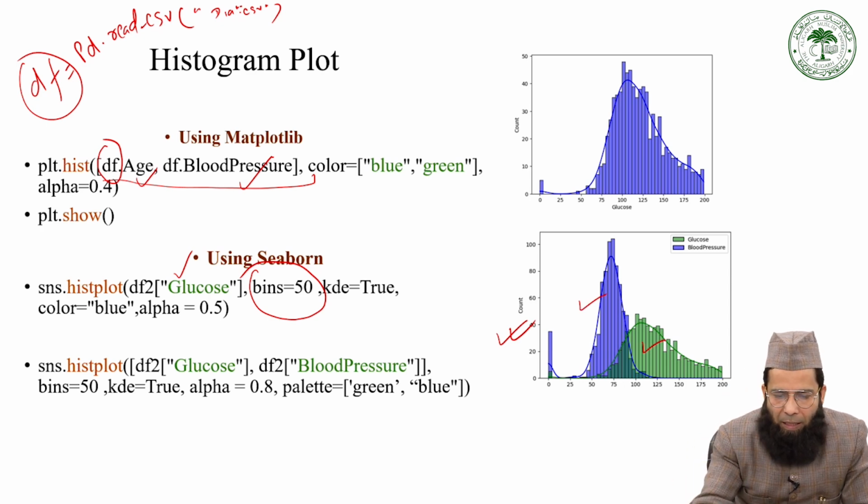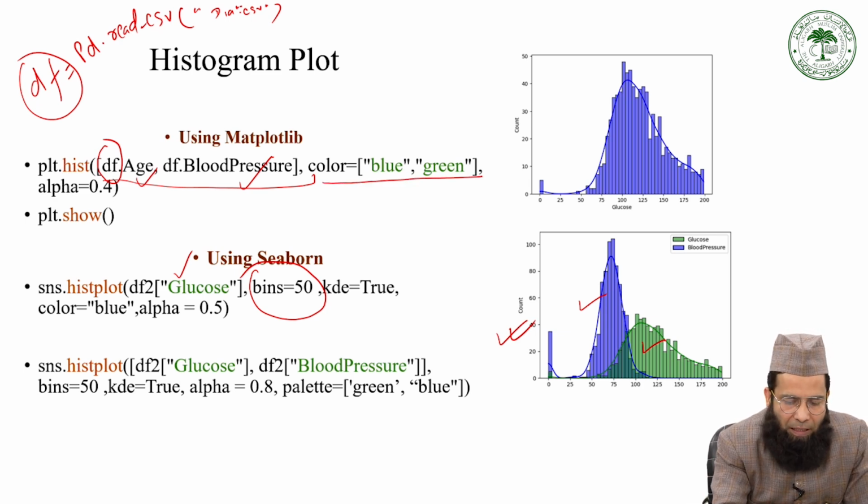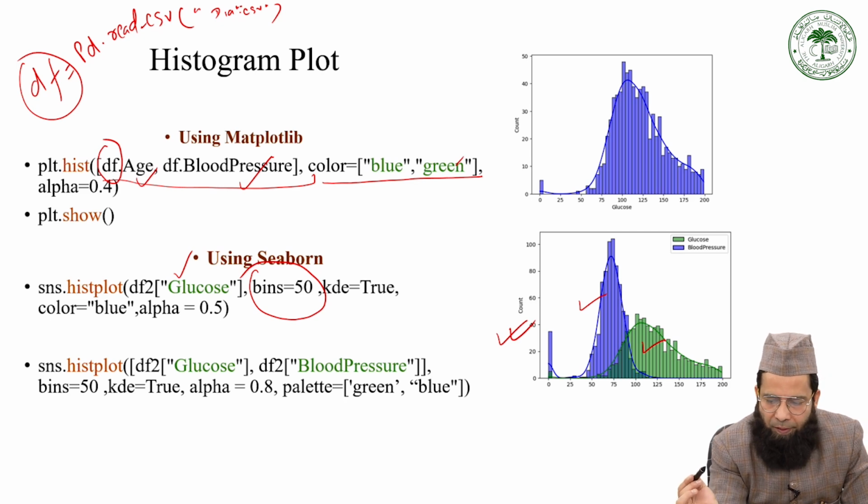So I have given different colors as well, right? So you can decide different colors as well. Like I have given blue to age and green to blood pressure level, right? So we can change these colors as well.